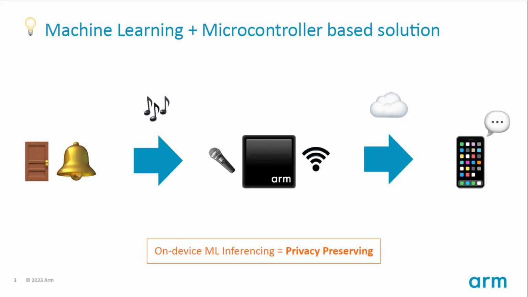So the goal is to have a microcontroller in his main house that's continually listening for audio data, and it has a machine learning model that can detect a doorbell sound. And then when this happens, it's going to use the Wi-Fi connectivity portion of the microcontroller to send a message to his phone using a cloud service. One of the benefits of this solution is since the ML inferencing is done on the device, it's going to preserve the privacy of his house. So no audio data is going to leave his house, which is really good for us and him.